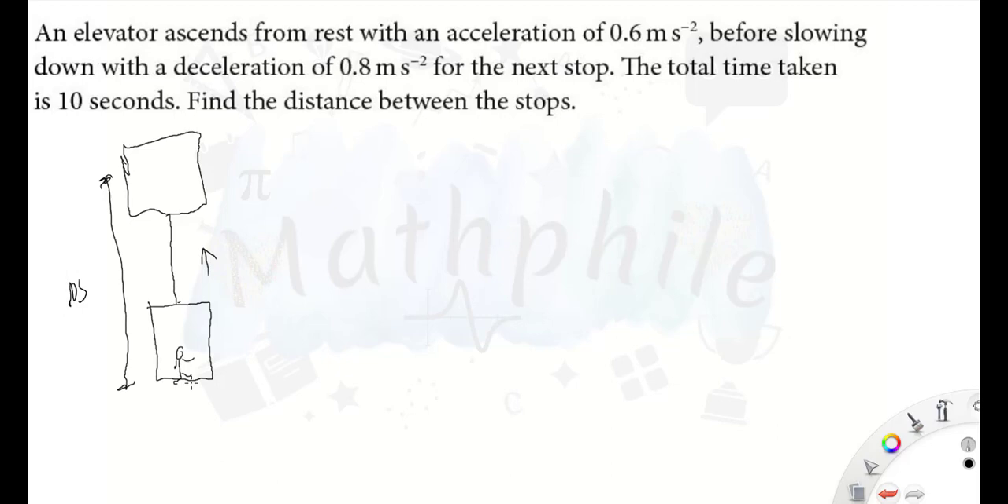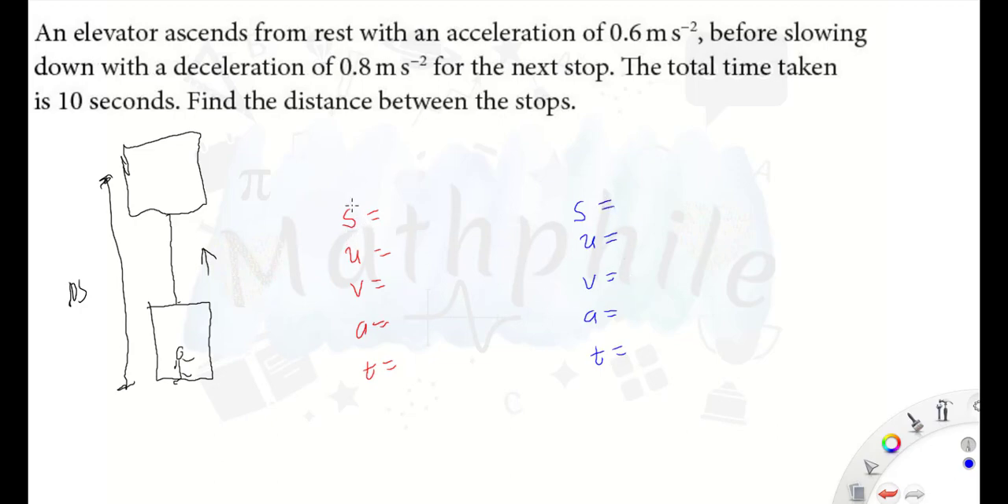So let's try to set up a SUVAT for it. Let me use my red, blue, white. This is when it was accelerating. I'll get to when it was decelerating. So let me use my blue for the second SUVAT. With the first SUVAT, we're talking about acceleration.